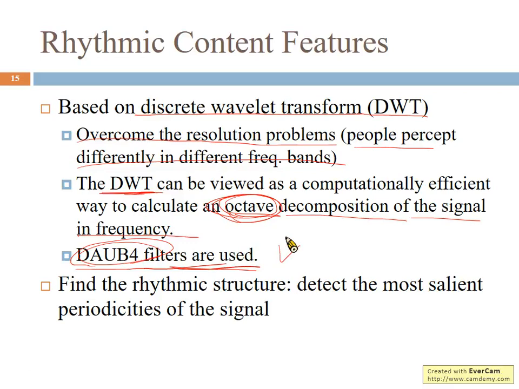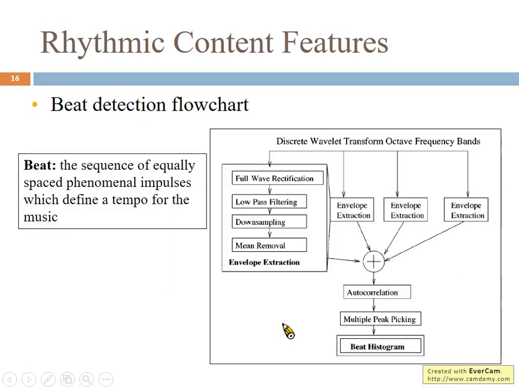So basically, this is just one kind of wavelet kernel. You can do frequency transformation. Okay, and then we want to find the rhythmic structure. That is, we have to detect the most salient periodicity of the signal. So now we have transformed the original signal into the frequency domain with some frequency band division. The next step is, from each frequency band, we want to find a beat.